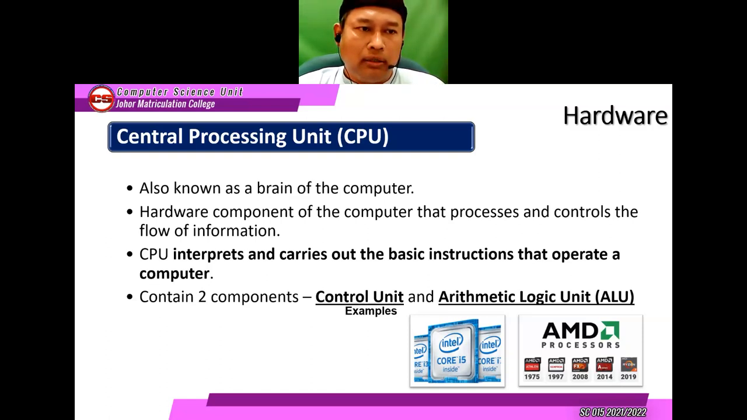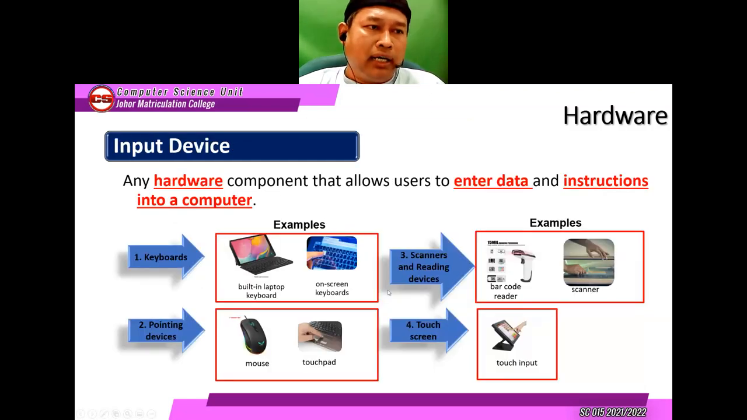Control unit will interpret instruction to coordinate instruction. And arithmetic logic unit performs arithmetic, logic and mathematical operation. Okay, now input device. Dalam komputer tadi ada hardware kan? Dalam komputer ada hardware. Hardware yang pertama tadi ialah central processing unit.